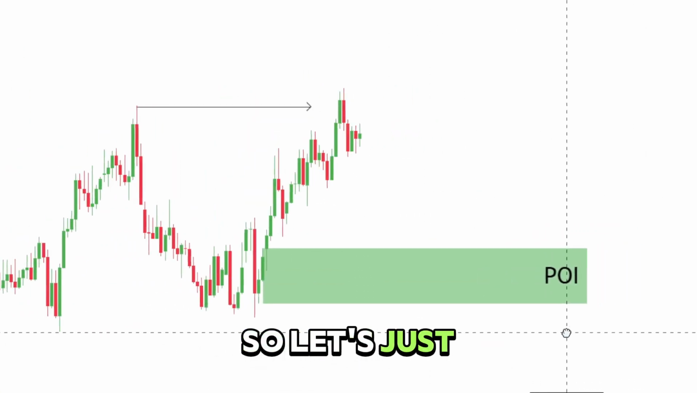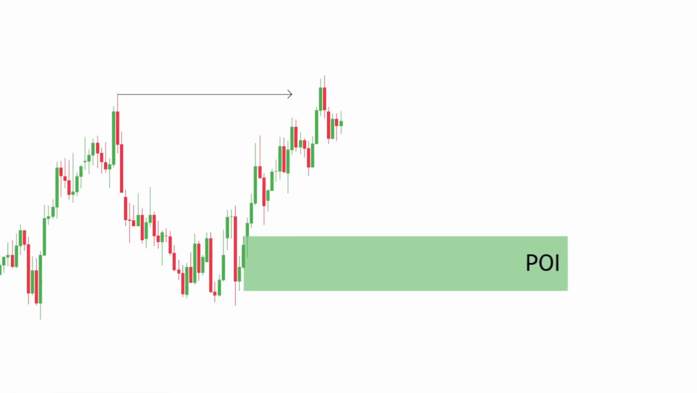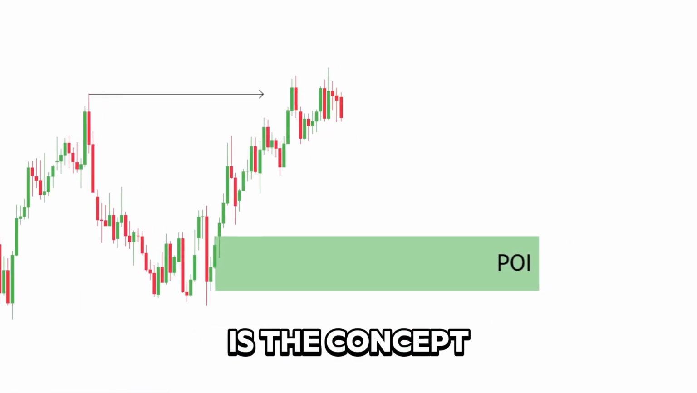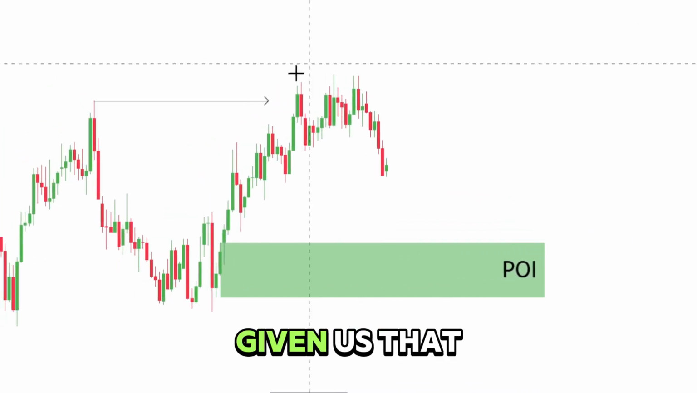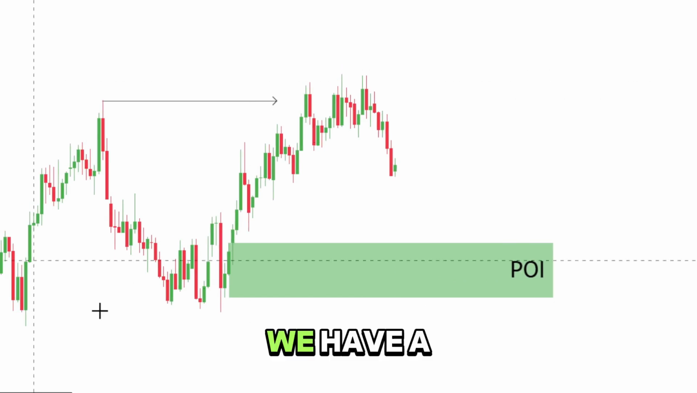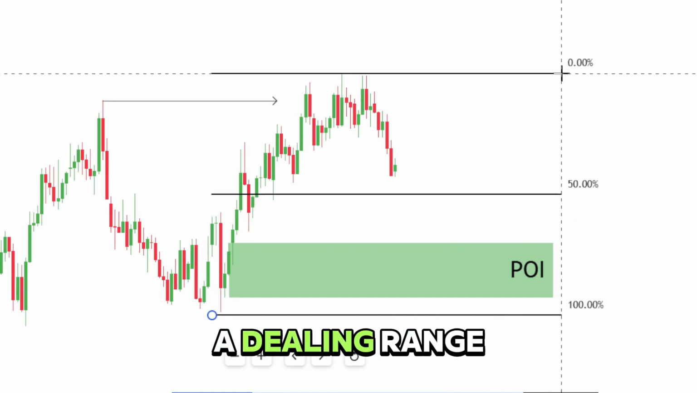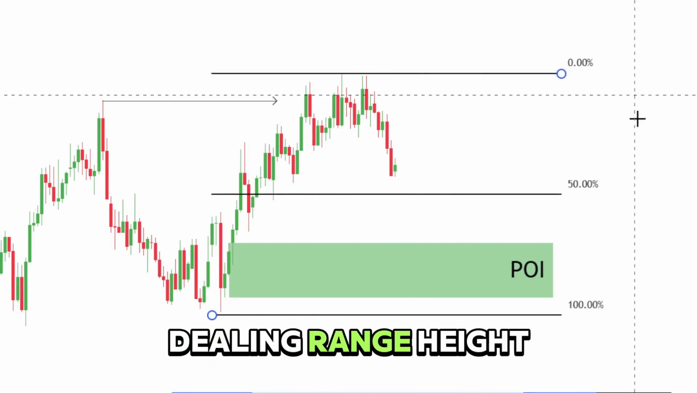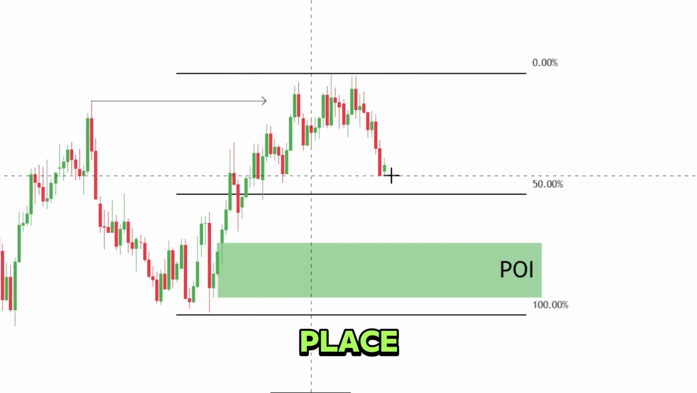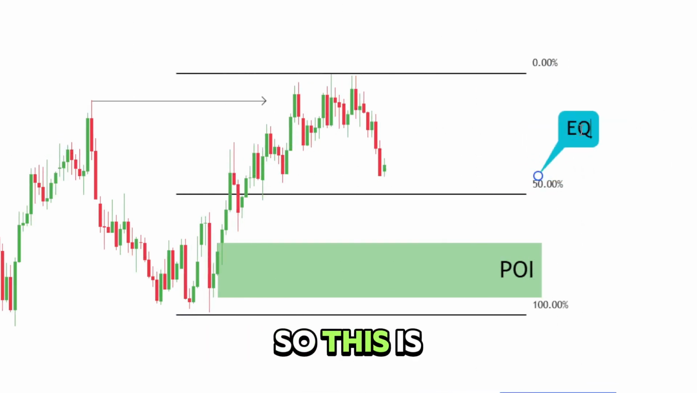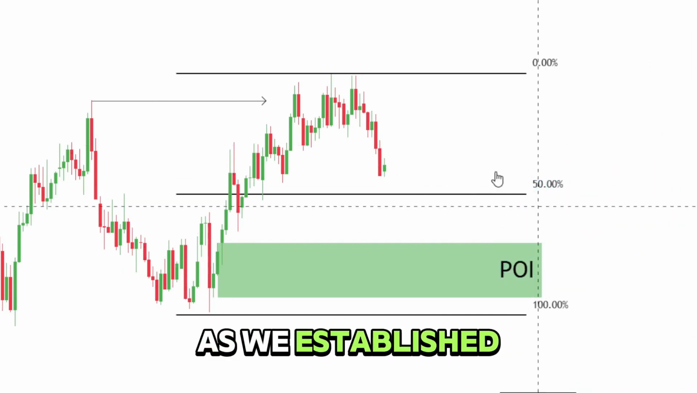So let's just play price on and understand what our third and final rule is, which of course is the concept of premium and discount. So now that we've seen price give us that new structural high, we have a dealing range to work with. We have a dealing range low and we have a dealing range high. This is how we simply project the Fibonacci tool. Once we have that in place, we have the equilibrium over here. So this is the EQ, and anything below that is our discount, as we established in the schematic.